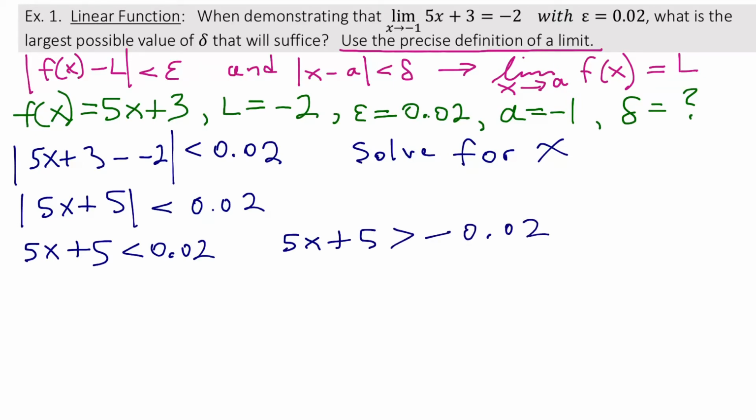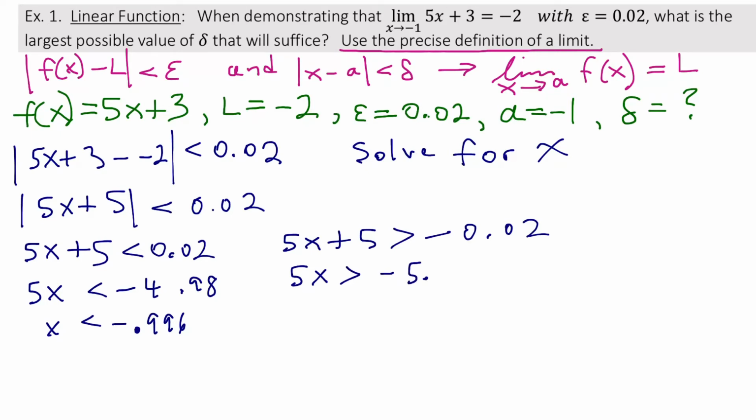-0.02. All right, so if I subtract 5 from both sides here, I get -4.98. And then I can divide by 5, and I'll get -0.996. And I can do the same thing over here. I can subtract 5 first, and I'll get -5.02. And then I can divide by 5, and I would get -1.004.